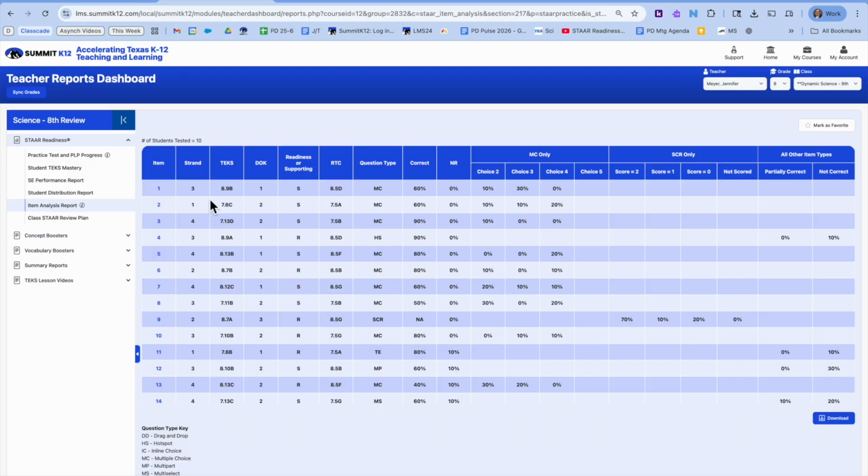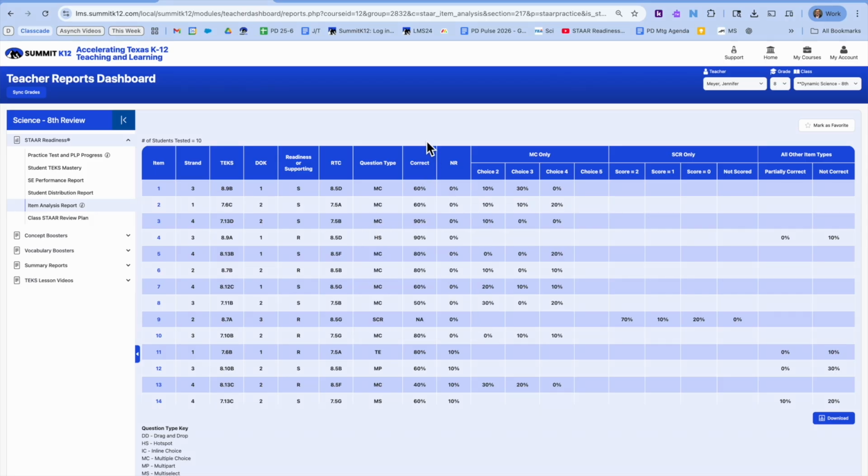It tells me the strand, the TEKS, the DOK level, the depth of knowledge level, 1 being the easiest, 4 being the most challenging, whether it's a readiness or supporting standard, and what RTC it is related to. Now, the state test, the STAR, does not align the questions to RTCs. Every question is aligned to an RTC, so we just showed what that alignment was, even though the state doesn't designate it.